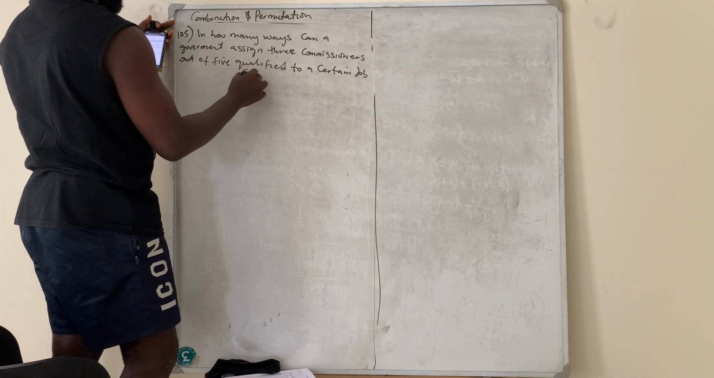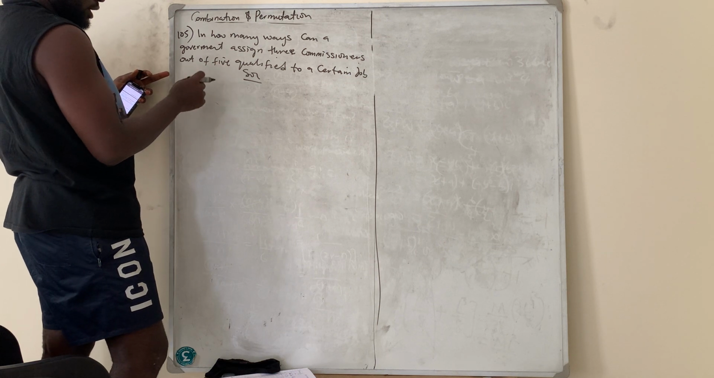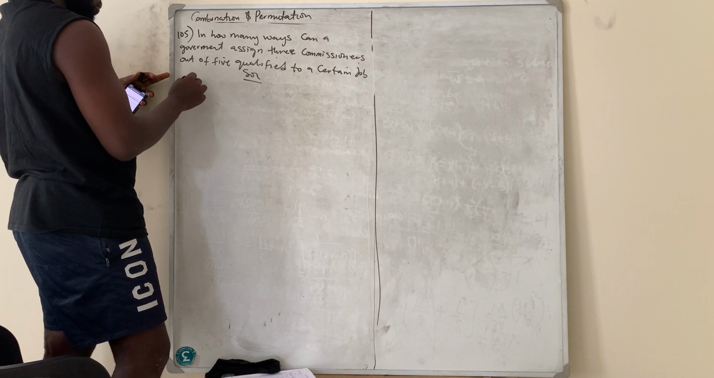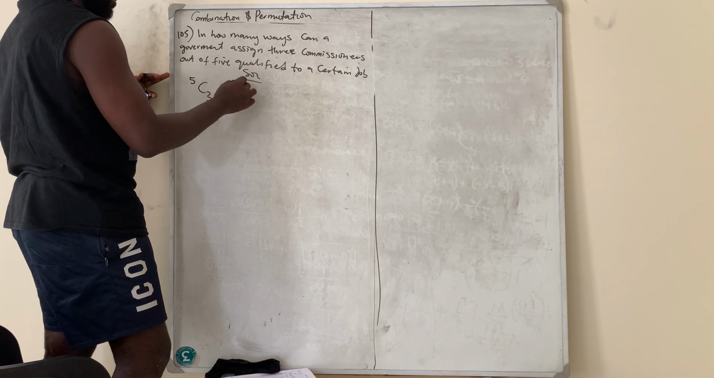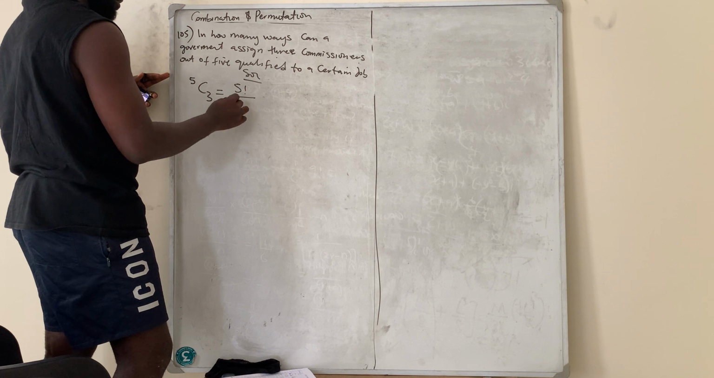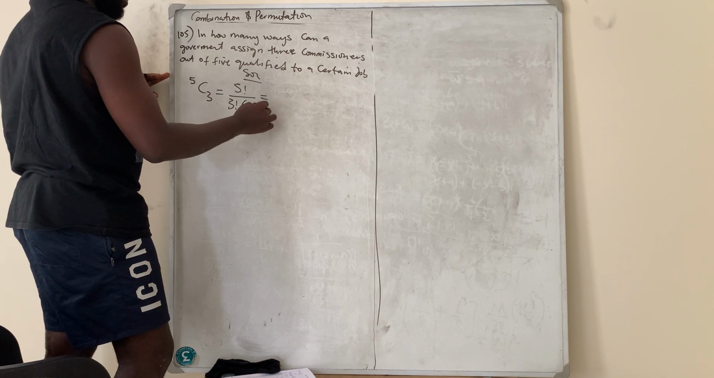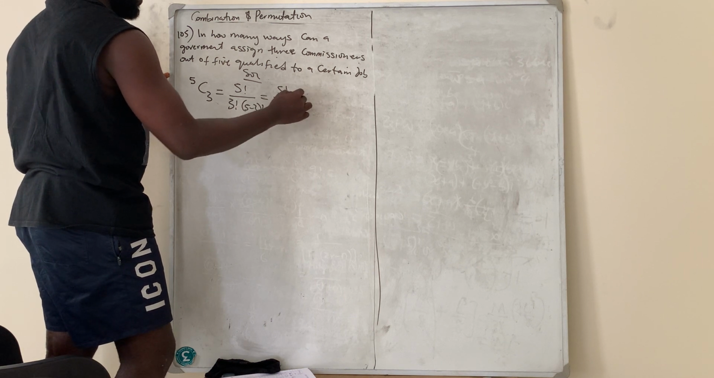Okay, solution. This is simply the selection of how many people, 3 out of 5. And selection is combination. So 5 combination 3 is the answer. 5 combination 3 is 5 factorial all over 3 factorial, then 5 minus 3 factorial. So which will give you 5 factorial all over 3 factorial, 2 factorial, which is what?